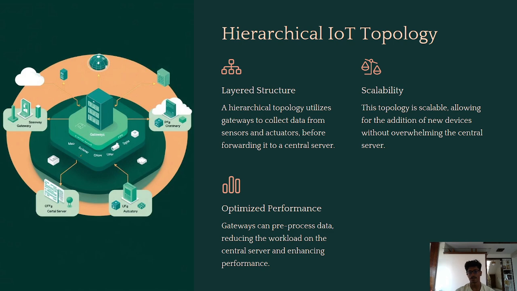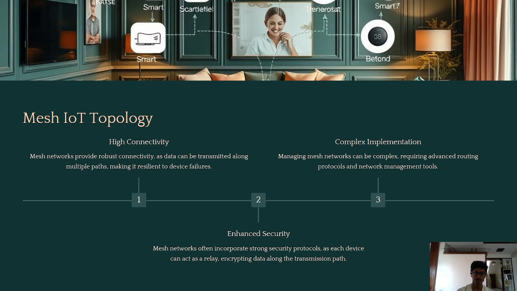Hierarchical topology, layered structure. A hierarchical topology utilizes gateways to collect data from sensors and actuators before forwarding it to a central server. Scalability. This topology is scalable, allowing the addition of new devices without overwhelming the central server. Optimized performance. Gateways can pre-process data, reducing the workload on the central server and enhancing performance.